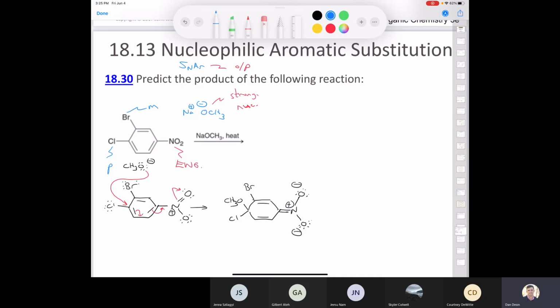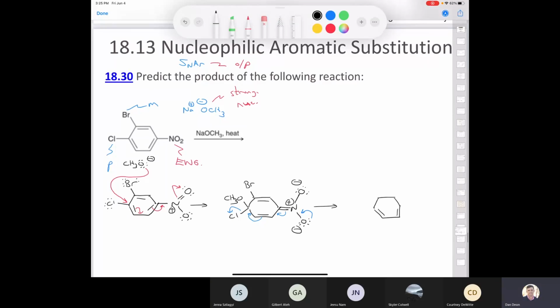And then what's going to happen is now we're going to lose the leaving group, the chloride. So I'll use my blue pen. And we're going to push those electrons. We're going to restore aromaticity. And we're going to lose the chloride. And what that's going to give us is the final product. Don't believe me, just follow the arrows.